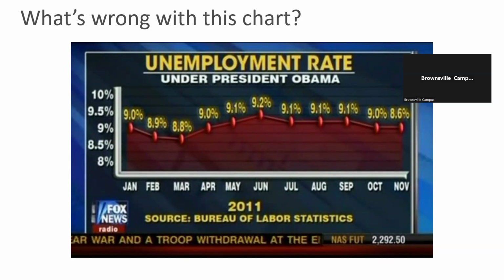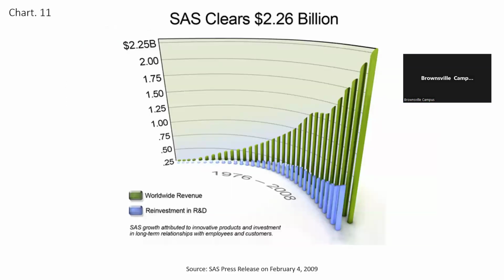So they put the 8.6 almost at the same level as 9.4. Right? So imagine those are major corporations, Fox News, right? They should do better than this. So this is even worse.